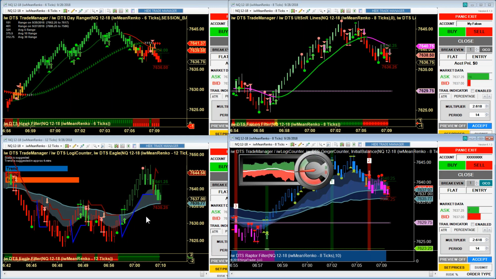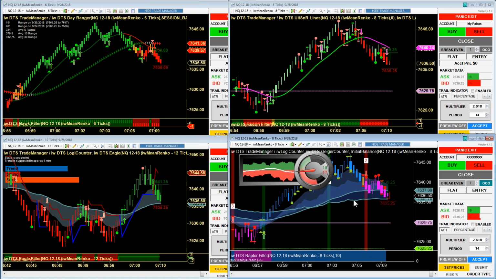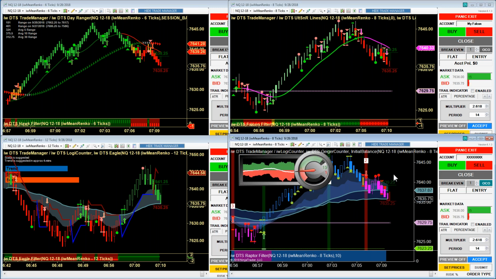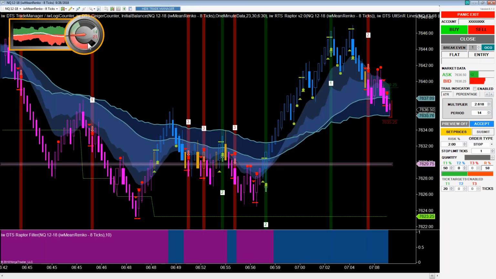Okay, coming back into the hard edge now, both here on the Eagle and the Raptor. Wonder if I should try this short signal. It's not the most appealing signal, but the Geiger counter here is red. It's kind of suggesting we've got a little bit of selling going on. Let's see if I can get a second push on this signal.